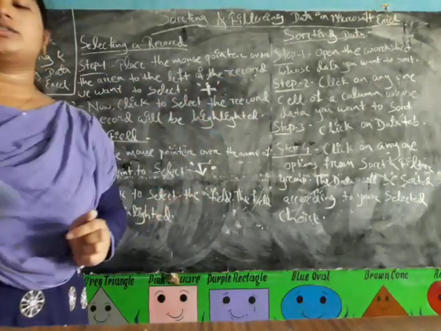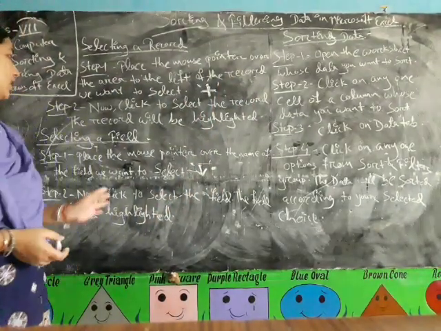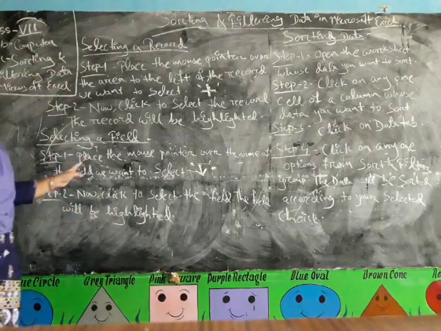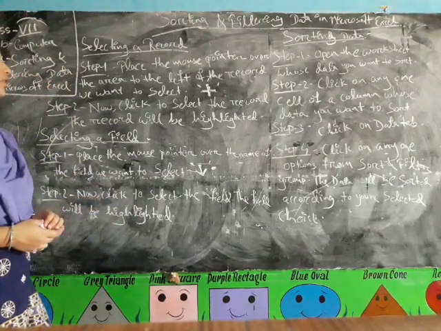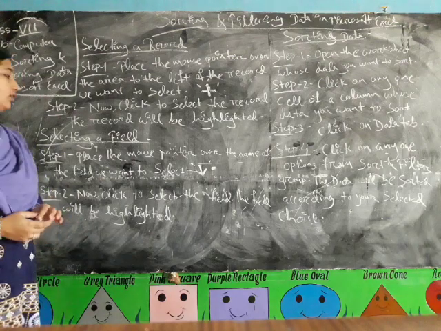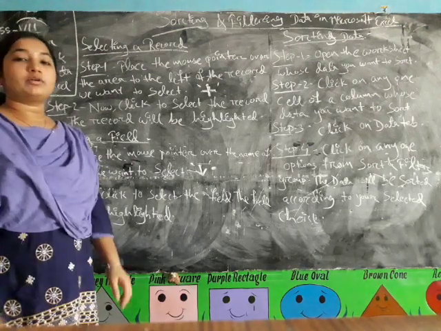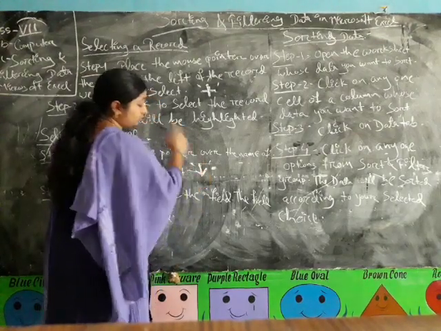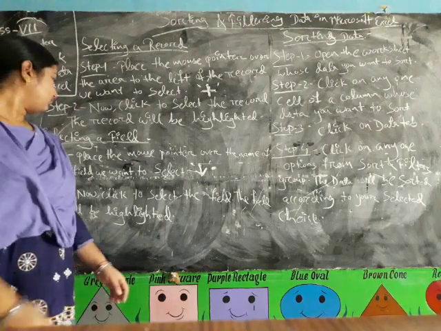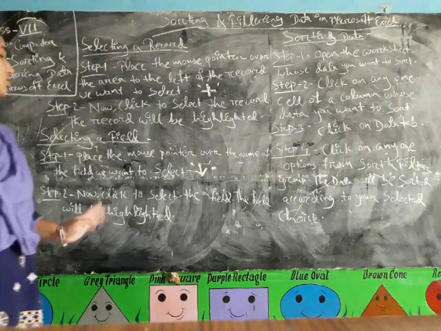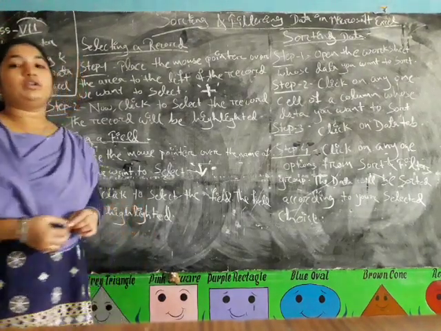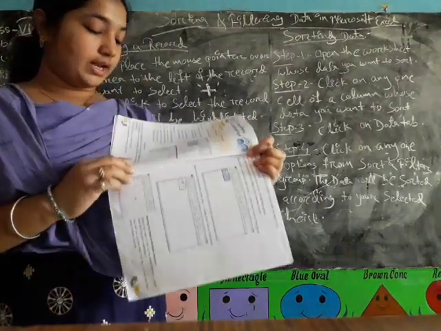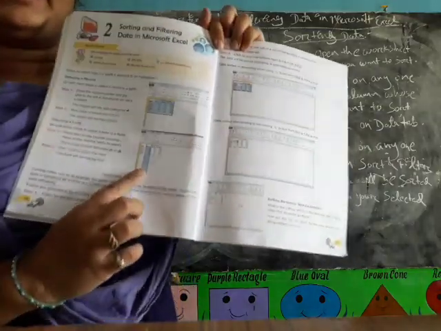After the selection of a record, we have to select the field. For selecting a field, we place the mouse pointer over the name of the field we want to select, and the cursor is converted into a downward arrow. After that, click to select the field and the field will be highlighted like this.